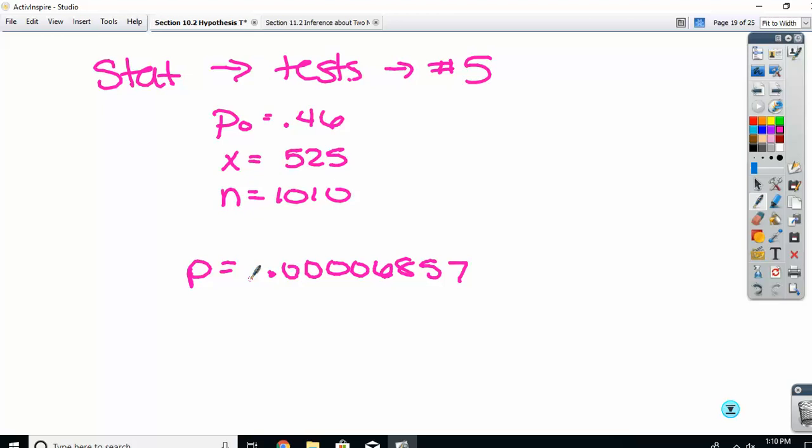So one of the big benefits of the p-value approach is you can use your calculator to help you do all this stuff. I've shown you how to do it by hand, but we also have that option. All right. Questions there? Let's do another one.